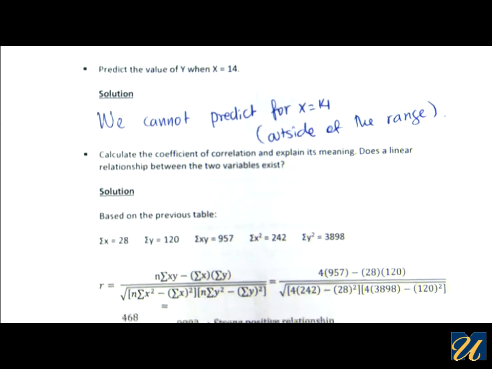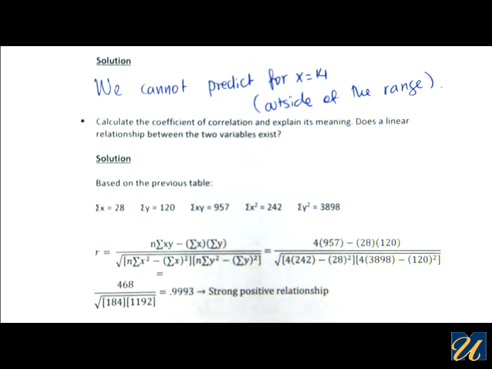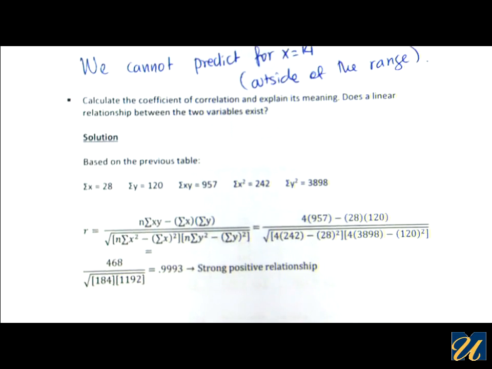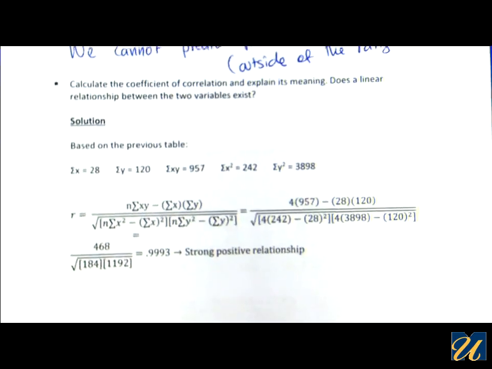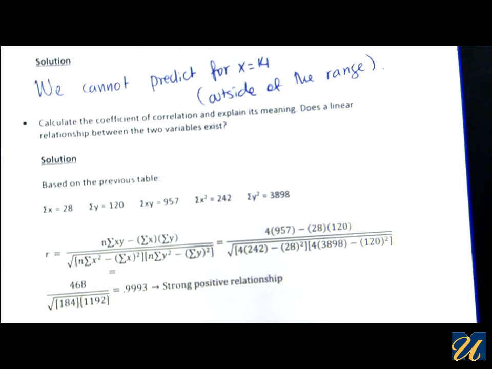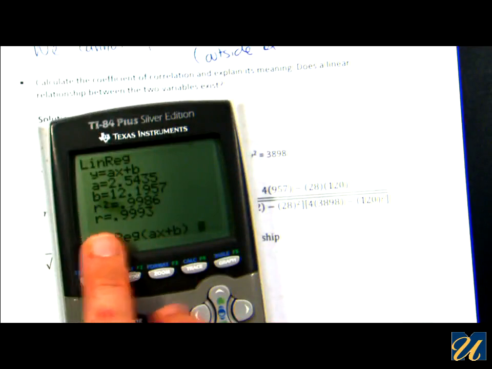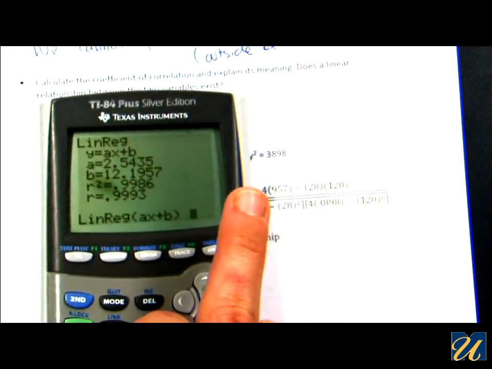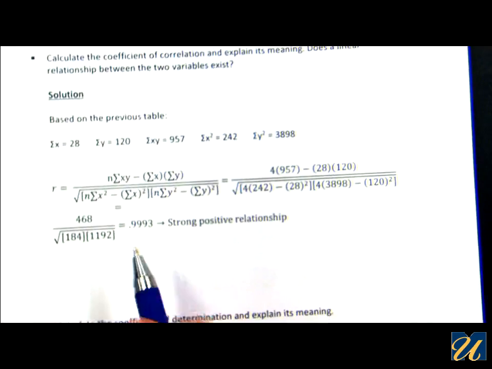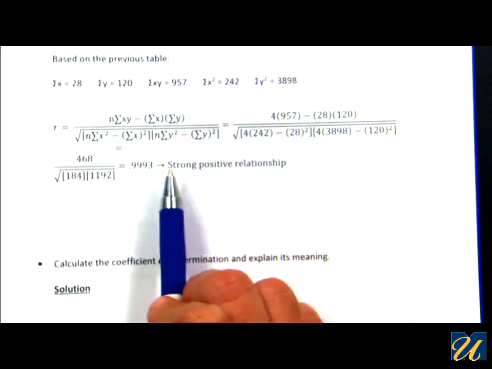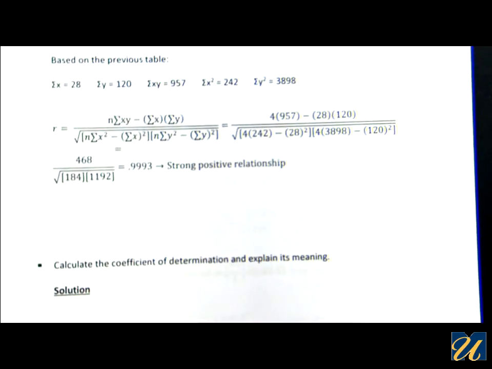Calculate the coefficient of correlation and explain its meaning. Does a linear correlation relationship between the two variables exist? So, if we take a look at this, we already have r. r is equal to 0.9993. So obviously we have a strong positive relationship.